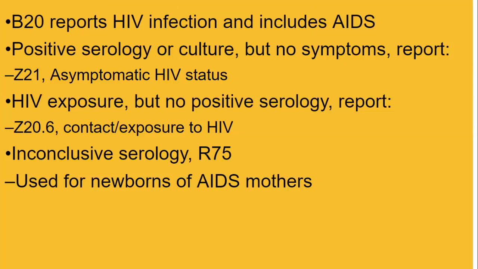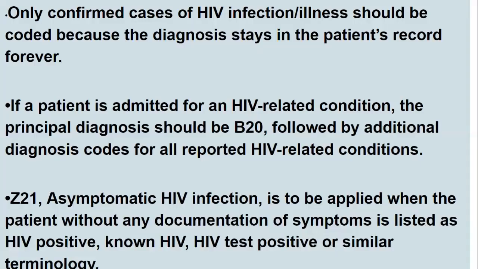Okay, positive serology or culture but no symptoms, you're going to report Z21 because that's asymptomatic HIV status, which means they don't have any symptoms. HIV exposure, but no positive serology, you're going to report Z20.06. It's contact / exposure to HIV. Inconclusive serology is R75, used for newborns of AIDS mothers. That's what that R75 is used for, newborns of AIDS mothers.